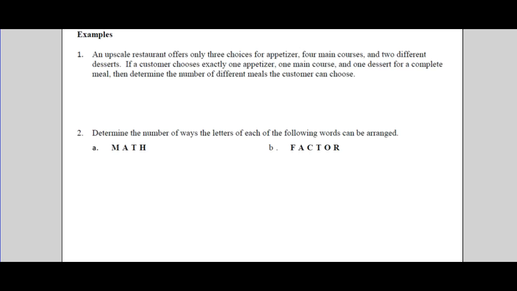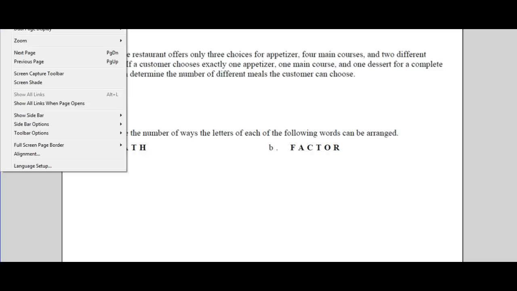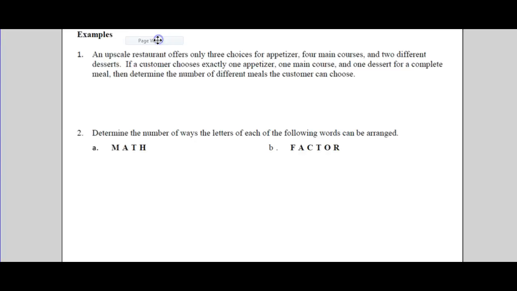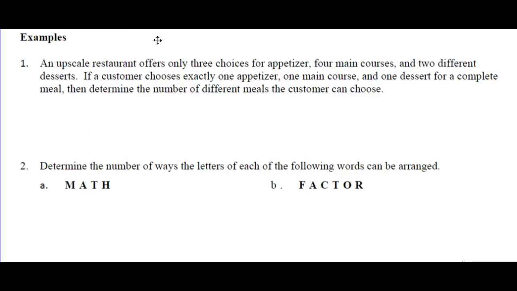So now let's use it. We're going to do a whole pile of examples here. Let's make this bigger now. An upscale restaurant offers only 3 choices for appetizer, 4 main courses, and 2 different desserts. If a customer chooses exactly 1 appetizer, 1 main course, and 1 dessert for a complete meal, then determine the number of different meals the customer can choose.